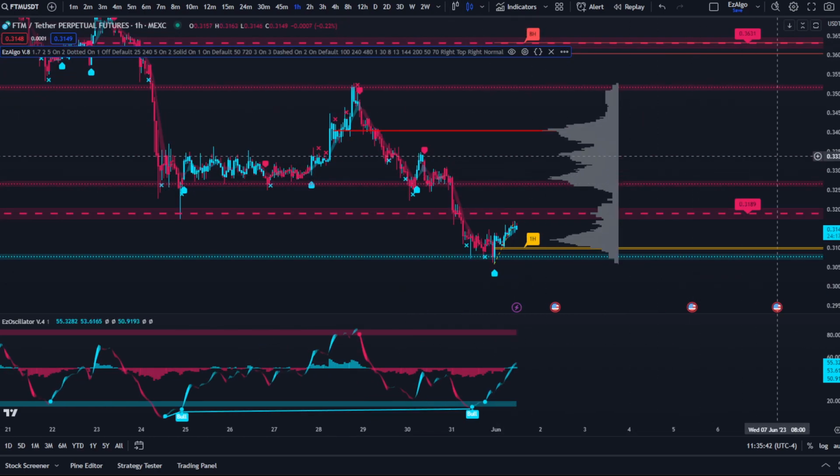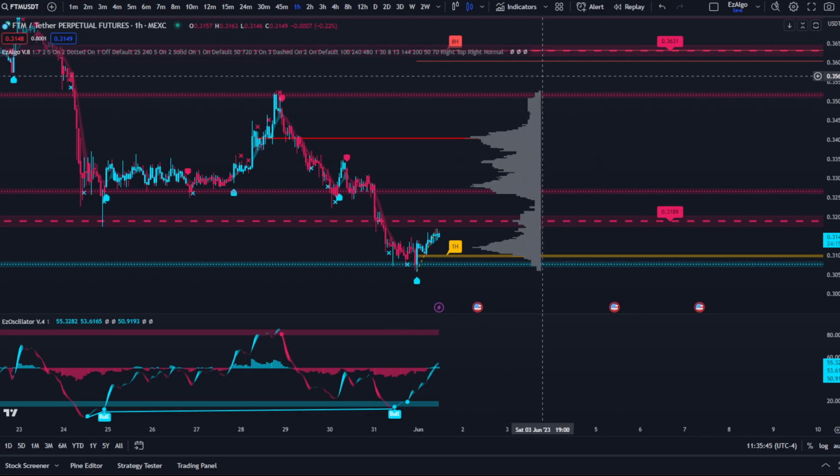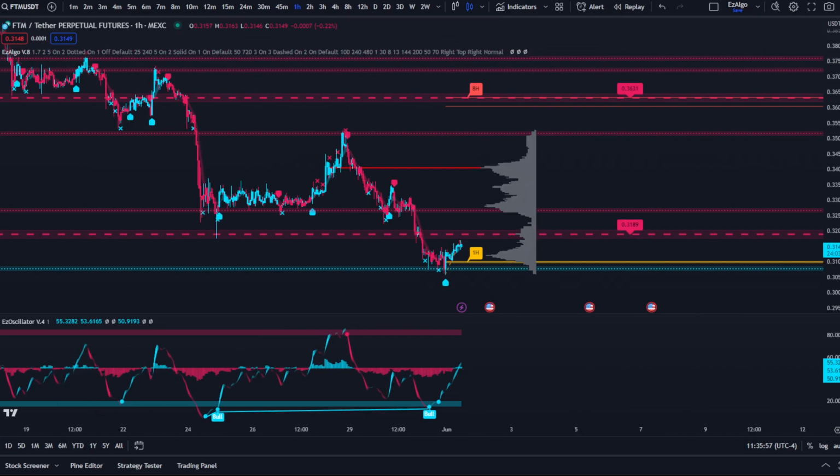I like to have a split screen with a higher time frame pulled up, and maybe on the right hand side I'll have a lower time frame with the Heikin-Ashi candles, and that will be the time frame I'm looking for an entry. Now, when you're using EzAlgo, you want to stack your confluences. So you don't just want to enter on a buy signal. You don't just want to enter when price is at a support level.